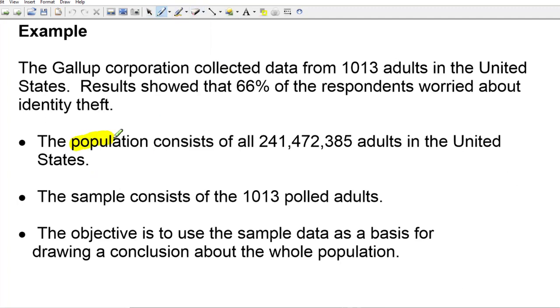The sample consists of the 1,013 polled. So that's going to be your sample, because of all those people in the United States, we only actually polled 1,013. The objective is to use the sample data as a basis for drawing a conclusion about the whole population. So we're going to take this sample and draw a conclusion about everybody in the United States. It says 66%, and it just assumes that 66% of the whole population worries about identity theft based off the sample.